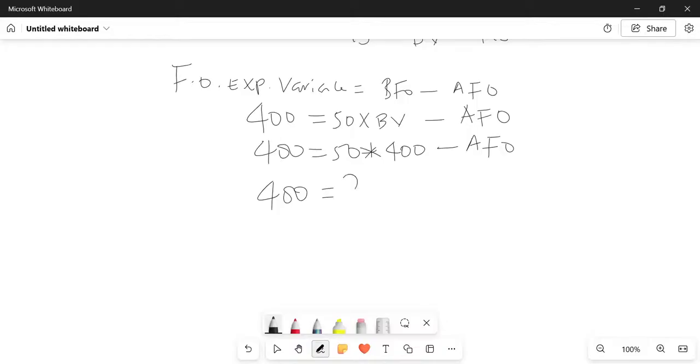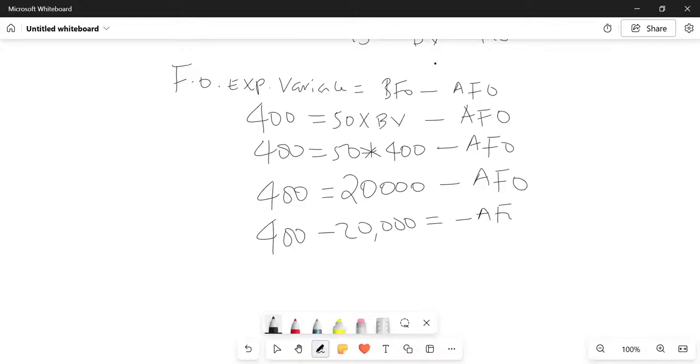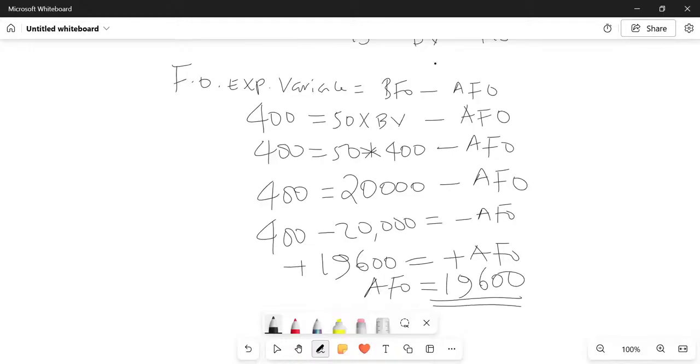20,000. Sister umesema 20,000 ama 2,000. Very good. So meaning that this will be 400 minus 20,000 equals minus AFO. So this will be minus 19,600 equals minus AFO. So minus and minus cancel out, meaning that the actual fixed overheads or actual production overheads will be the same. Will be 19 what here, somebody? 19,600.